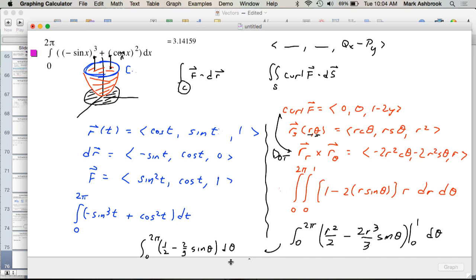And what's that? 1/2 theta plus 2/3 cosine theta. And so, yes, we get pi. Because you put 2 pi and 0 in here, those go away, and you get pi. Check. Verified.